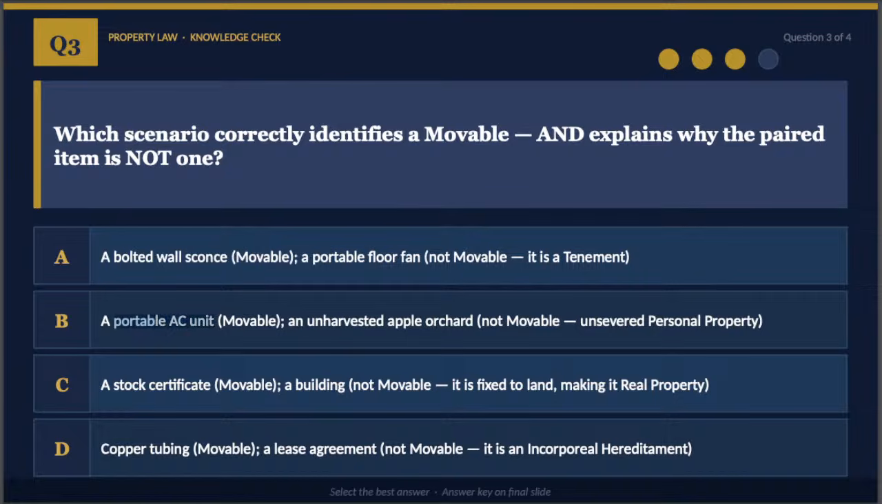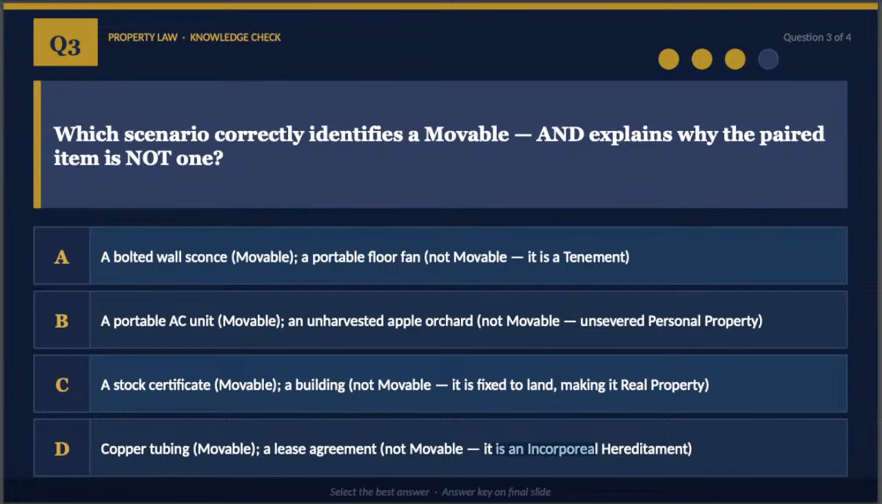B, a portable AC unit, which is movable. An unharvested apple orchard, not movable. Unsevered personal property. Wow. Okay, and we have C, a stock certificate, which is movable. A building, which is not movable. It is fixed to the land, making it real property. And D, copper tubing, which is movable, or a lease agreement, which is not movable.